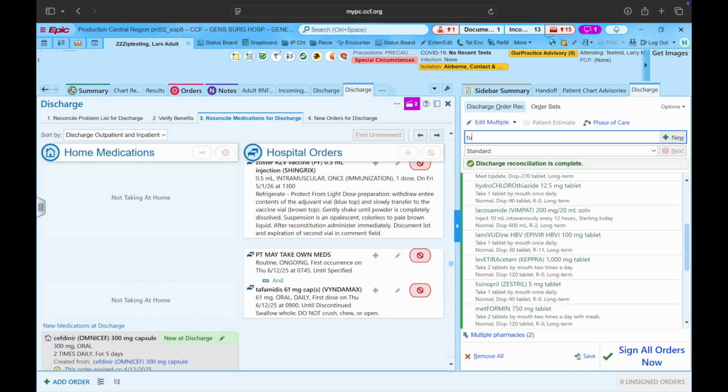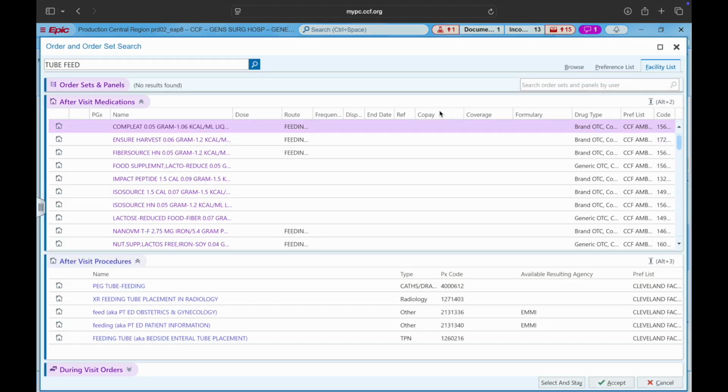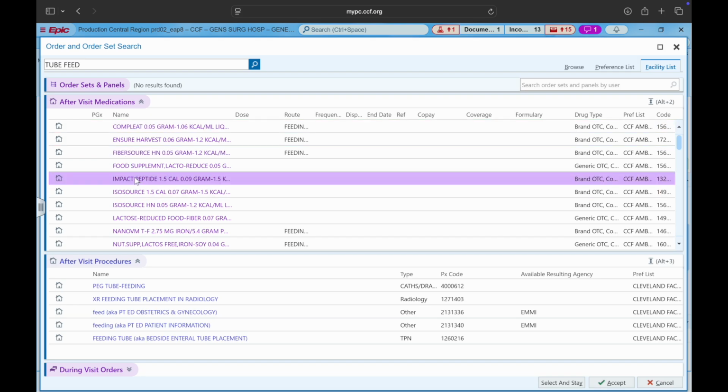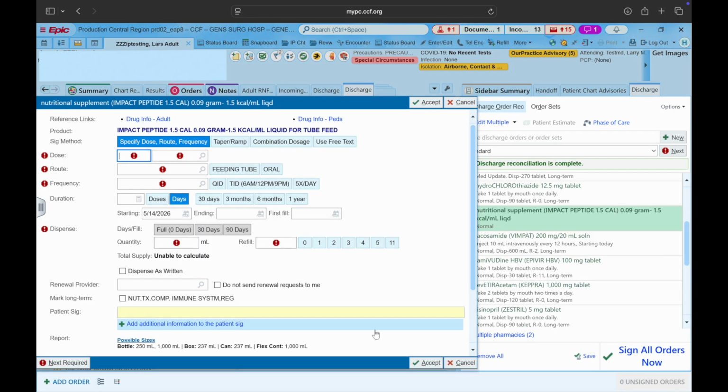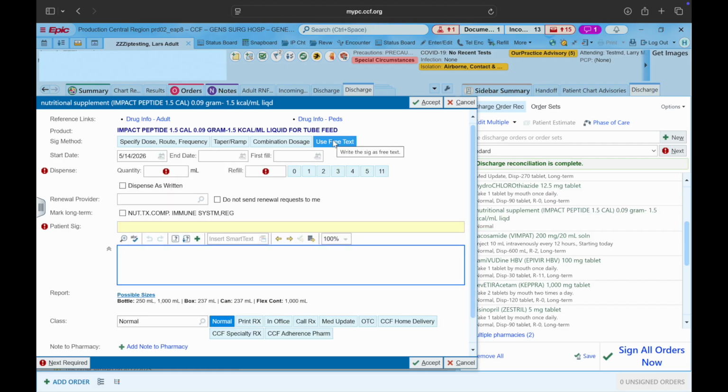Some patients on our services are discharged with feeding tubes, and for patients who are discharged on that, they would require tube feeds. So this is what my screen looks like. I usually copy and paste the orders from the dietitian's note and paste it as free text, and I order that for at least 30 days.